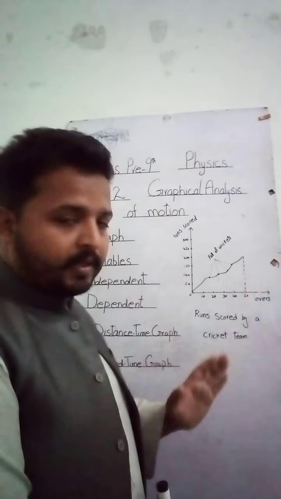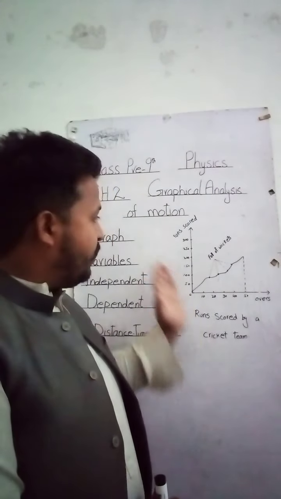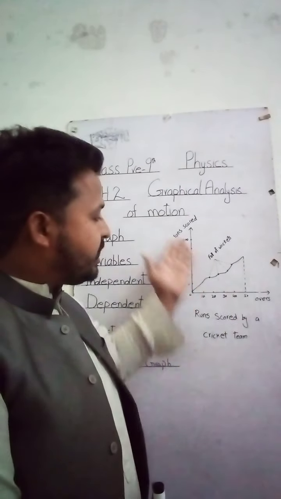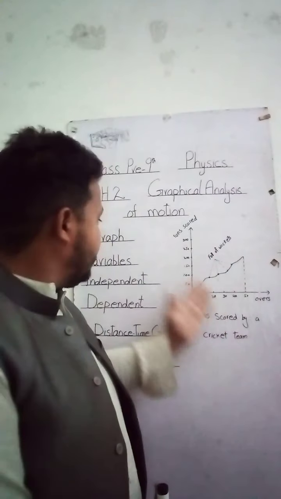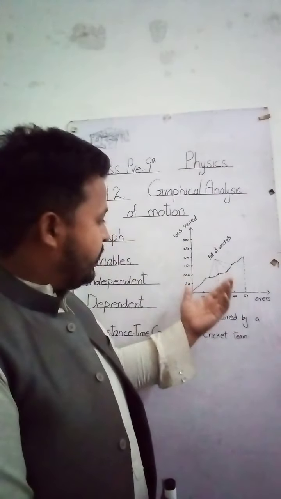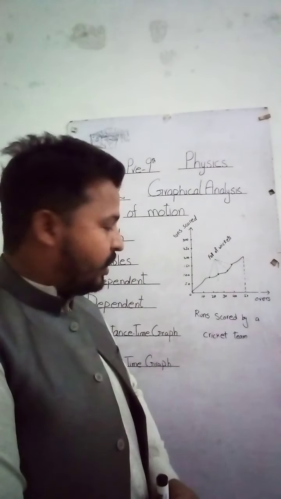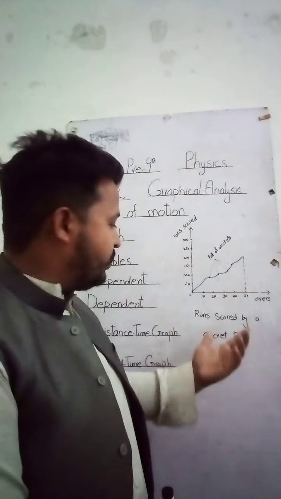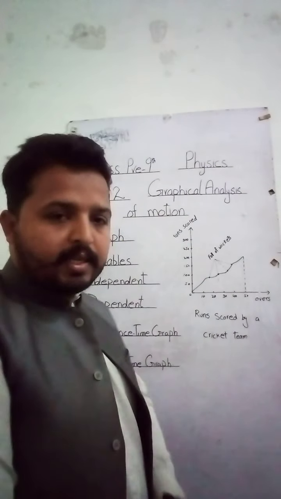Basically, a graph is a pictorial way of presenting information about the relation between two quantities. Variables are the two quantities between which we have drawn a graph, and they are called variable quantities. Dependent and independent quantities I have told you, and the next thing we will discuss in the next video.